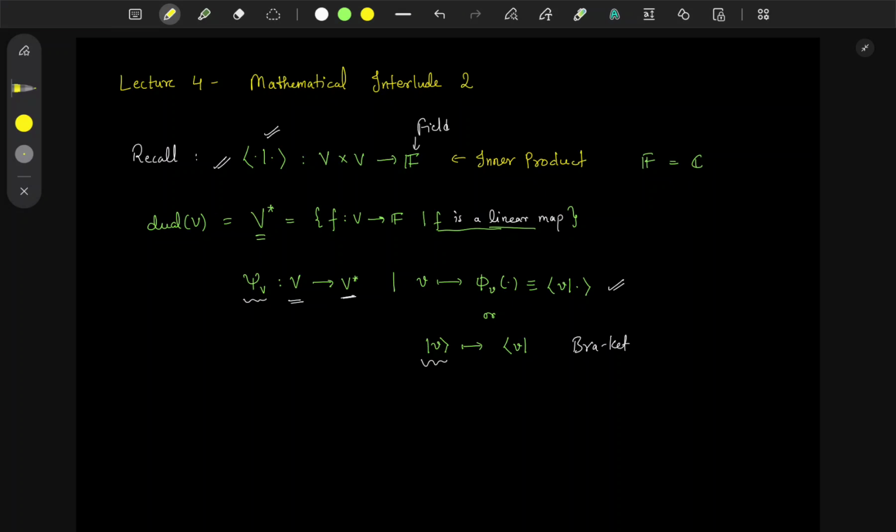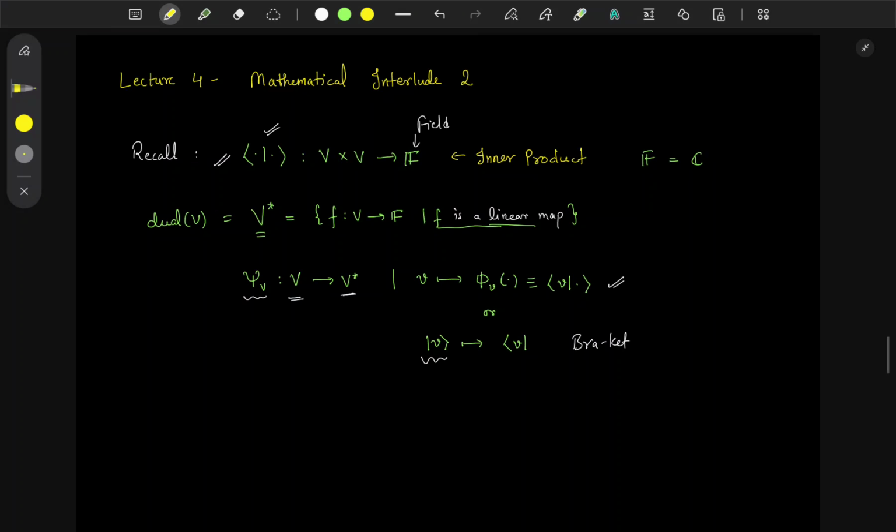So recall that in the last lecture we learned what an inner product is. It's a function which takes two vectors as input from the vector space and gives out a number. That number is an element of a certain field, which in the case of quantum mechanics is almost always the set of complex numbers.